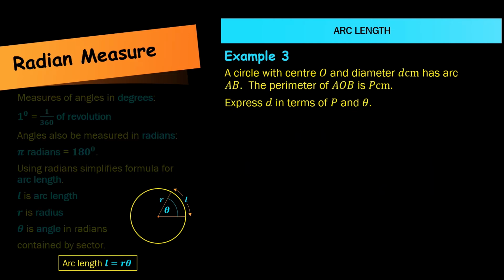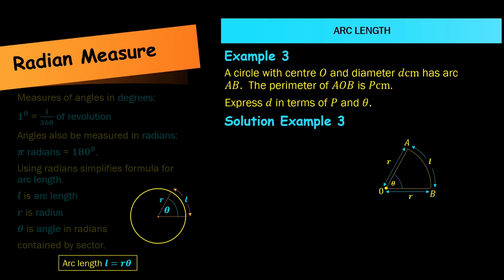Now let's take a look at another example. Pause the video and have a go. Press play when you're ready to view the solution. So let's solve this. A circle with center O and diameter d centimeters has arc AB. The perimeter of AOB is p centimeters. Express d in terms of p and theta.